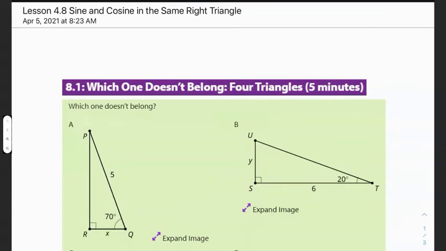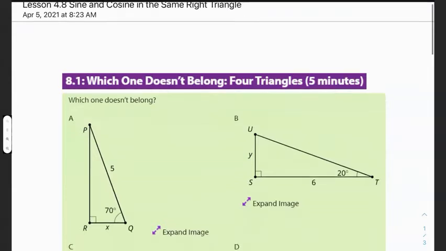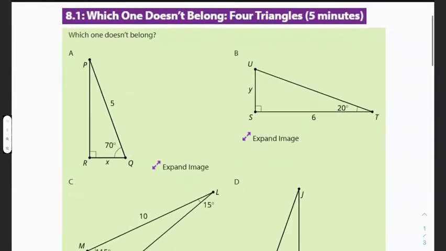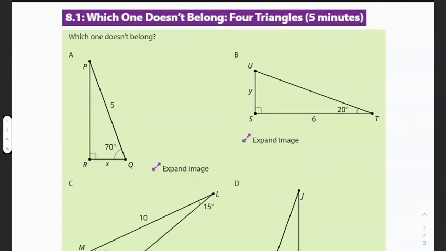Unit 4, Lesson 8, Sine and Cosine in the same right triangle. So we're going to start off with our exercise 8.1. I believe that's the warm up. Which one doesn't belong? Four triangles. 5 minutes. Okay. Let's see.